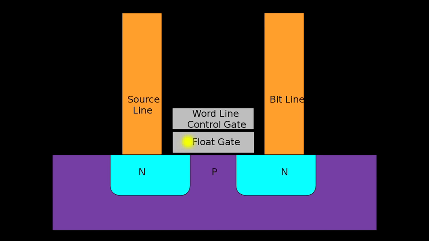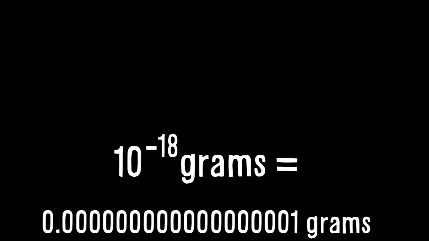Information is stored on flash drives like this, and on my Kindle, in binary. And that binary physically exists because electrons charge floating gate transistors. And the thing about electrons is that they have mass. In fact, a professor at Berkeley estimated that when a Kindle is completely full of books, its weight increases by about 10 to the negative 18th grams.